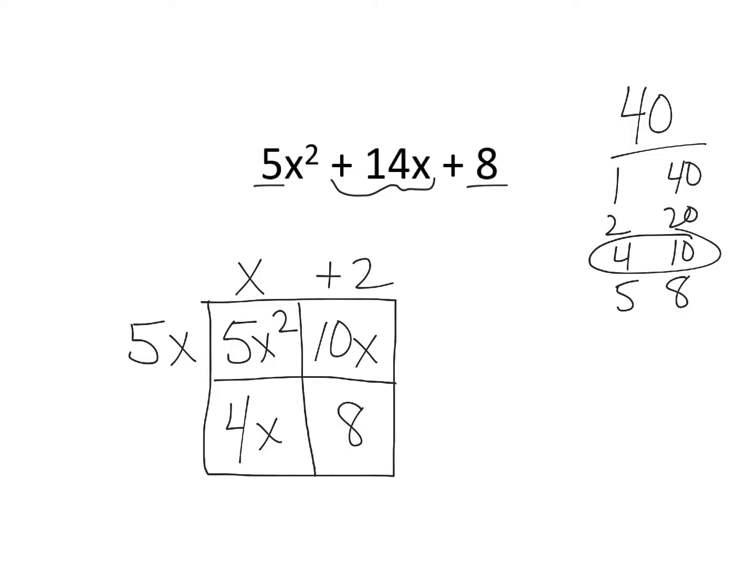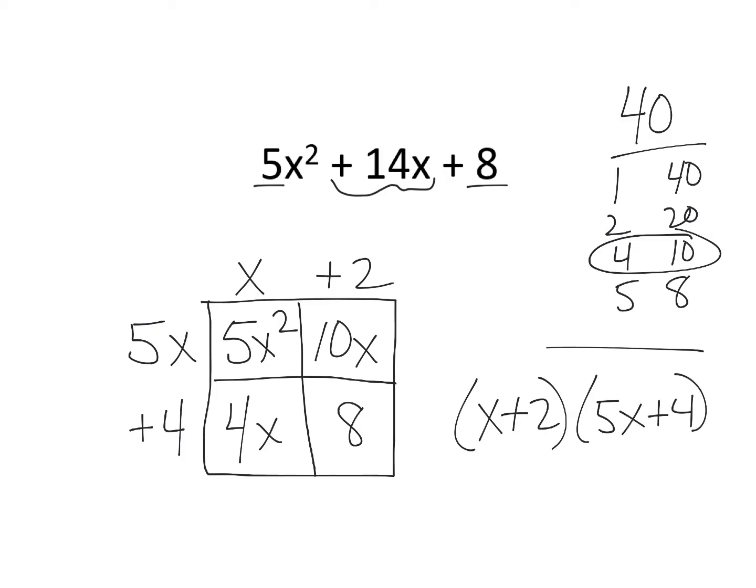A positive 2. All right, what can I pull out of the bottom row? It looks like I can pull out a positive 4, right? Test the multiplication. Does 4 times x equal 4x? Yep. Does 4 times 2 equal 8? Yep. You're there. x plus 2 and 5x plus 4 is your answer.